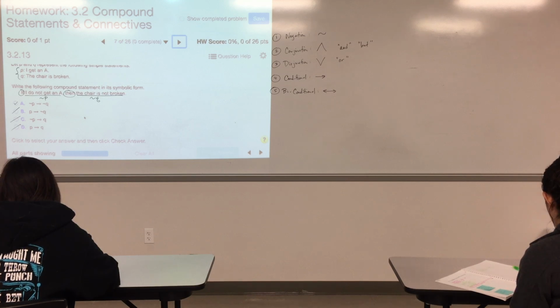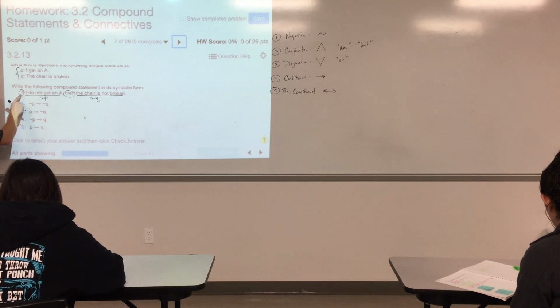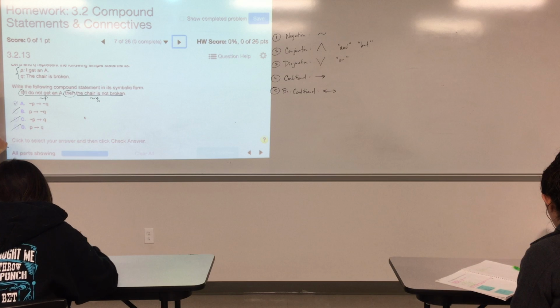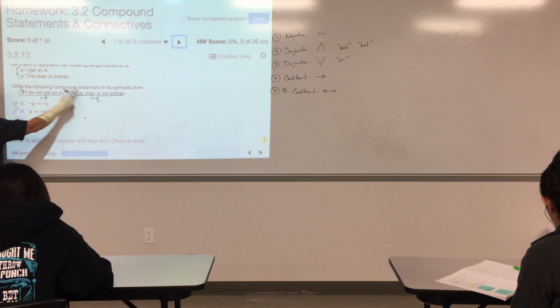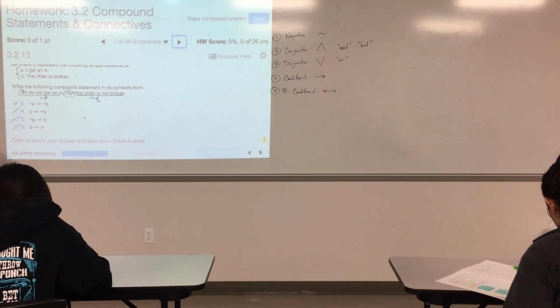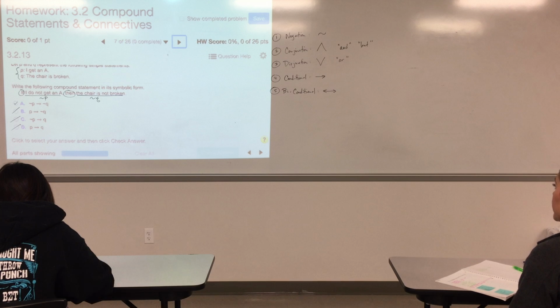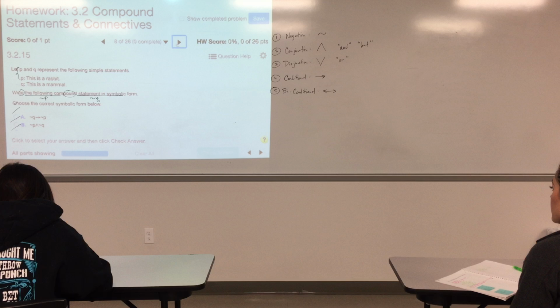Any questions about that? We know it's a conditional arrow because we see if, then. We know it's negation P because it says I do not get an A. We know it's negation Q because it says the chair is not broken. That's why A is your correct choice. I'm taking my time going through this because it can be really tricky. All right, so here we go.